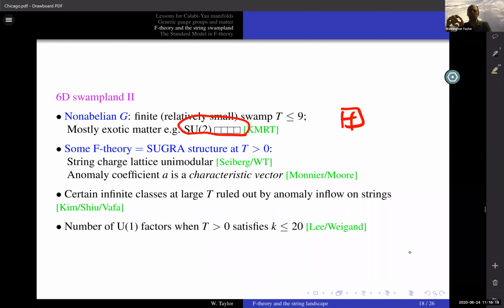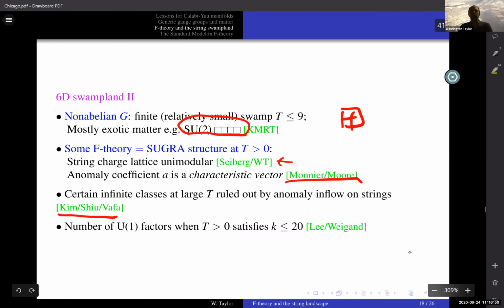There are some conditions which are true in F theory, which also seem to be true statements in supergravity. So, for instance, with Seiberg, we showed that the string charge lattice is unimodular. Some nice work of Samuel Monnier and Greg Moore showed that the anomaly coefficient A has to be a characteristic vector, which matches with what we get in F theory. So there are these substantial constraints that come from F theory that are matched by constraints in the low energy theory.